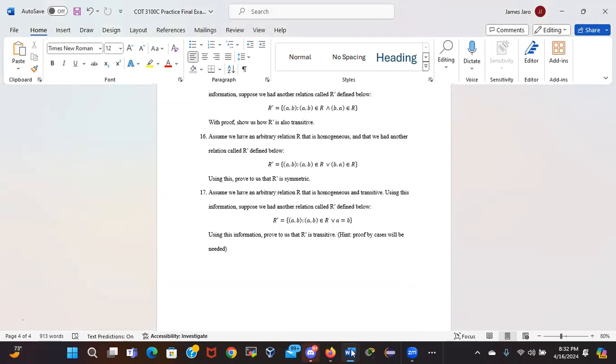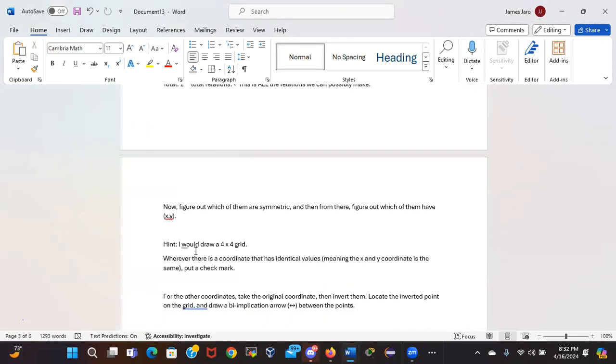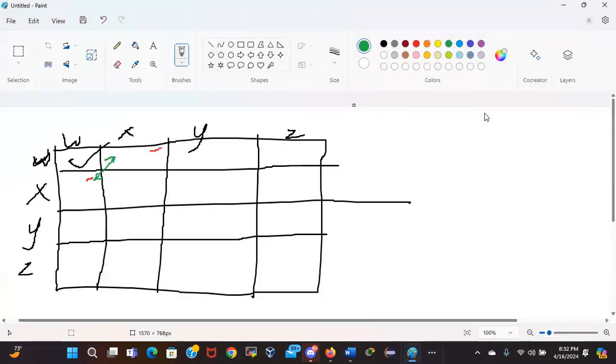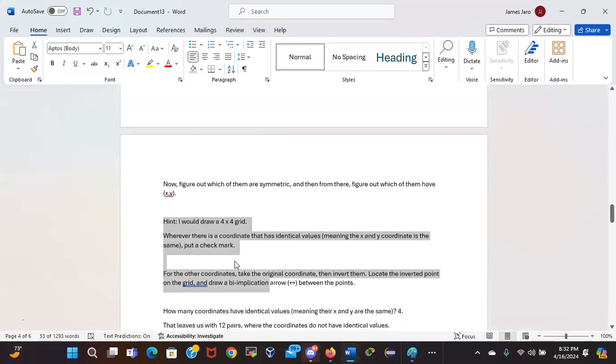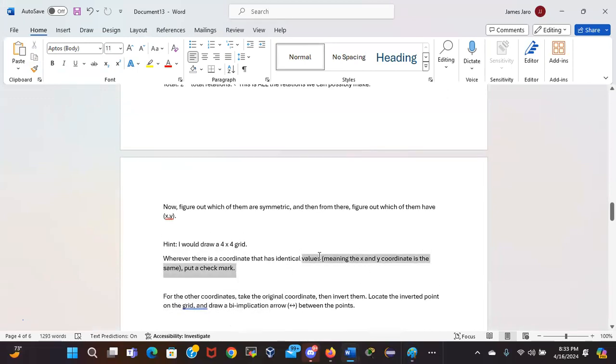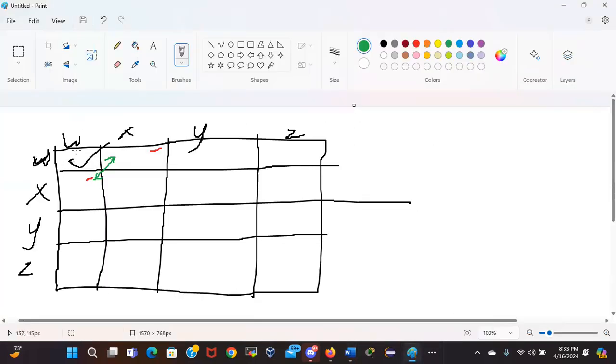How do we determine the number of symmetrical relations? My hint to you is to draw a 4x4 grid, similar to what I have right here, that has W, X, Y, Z on the columns and also W, X, Y, Z on the rows. Then find the coordinates that have identical values, meaning the x and y coordinate are literally the same. Wherever that's possible, put a check mark.